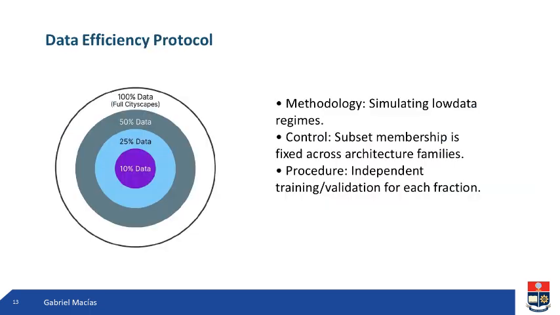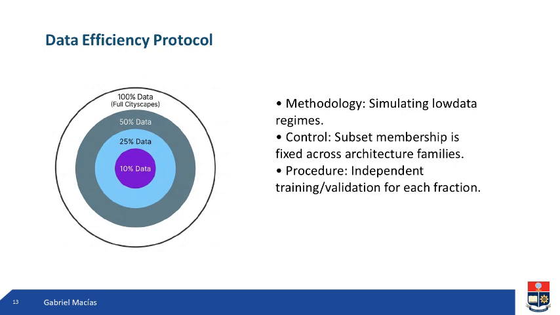The goal is to analyze how CNNs and transformer architectures behave when training data is limited, which reflects realistic scenarios where annotated urban datasets are expensive to obtain. To do this, we trained models using different fractions of the data, progressively reducing the amount of available training data. To ensure fairness, subset membership was fixed across architecture families. This means that both CNN and transformer models were trained using exactly the same samples for each data fraction, avoiding sampling bias.